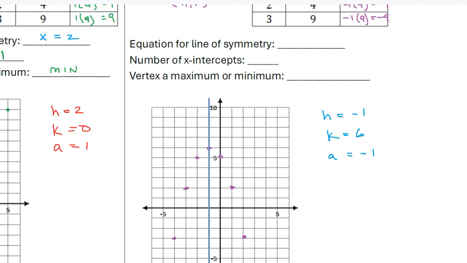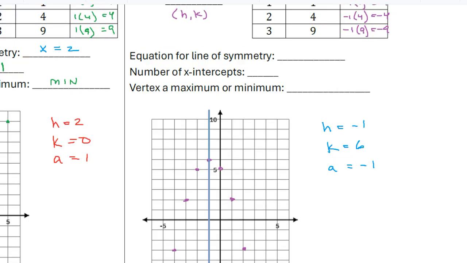Our questions are, equation for line of symmetry. Well, class, that comes right from either the h value of your vertex, or you could just look at where this vertical line crosses the x-axis. It crosses it at -1. So we've got x equals -1. Again, don't say the line of symmetry is -1. That doesn't tell you anything about the graph. It's where the x values are all equal to -1.